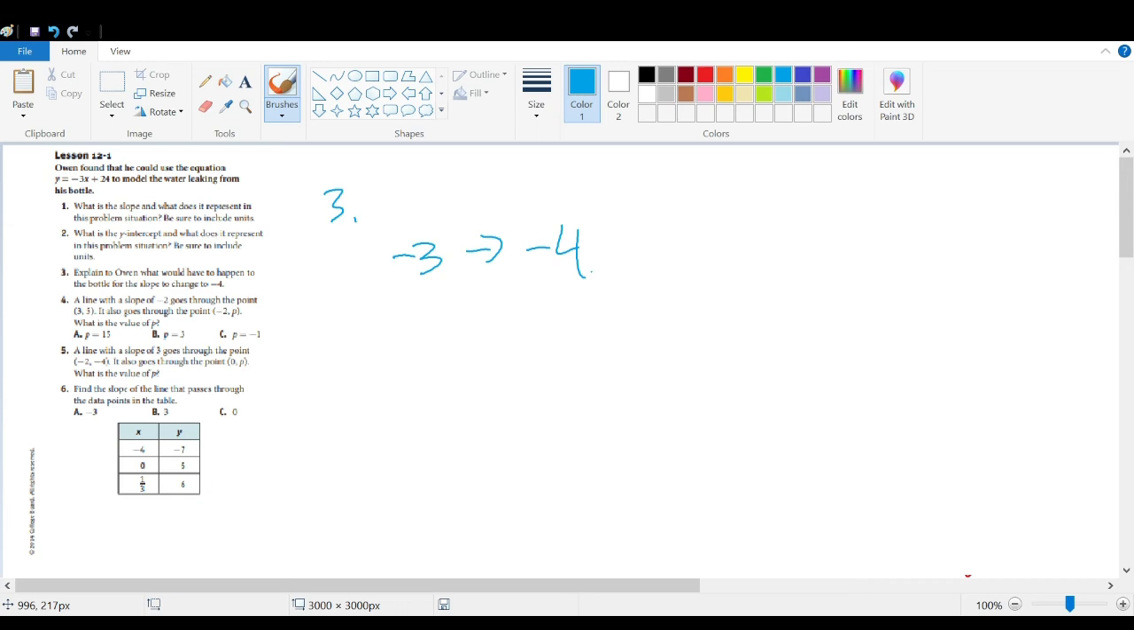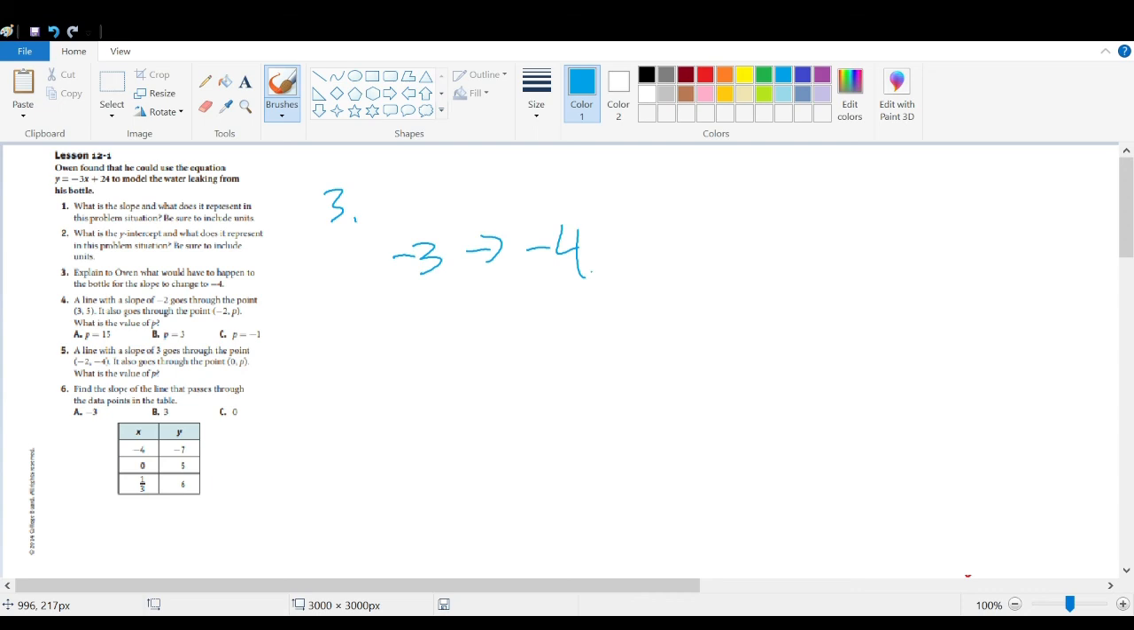Don't mind what I just said. A slope of -3 means that the water level decreases 3 centimeters every second. A slope of -4 means that the water level decreases 4 centimeters every second. So that would mean that more water is coming out, because instead of the water level going down 3 centimeters per second, now it's going down 4 centimeters per second.